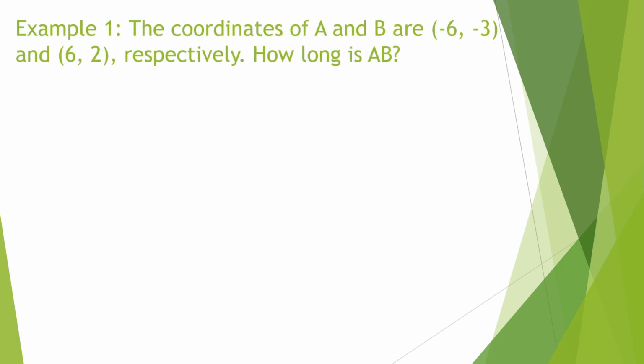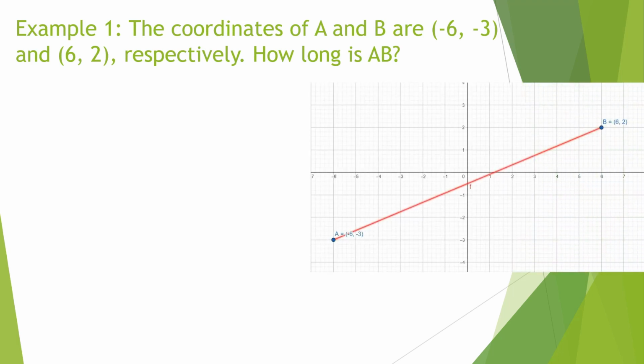So example number 1: the coordinates of A and B are negative 6, negative 3, and 6, 2 respectively. How long is AB? So this is the illustration. The first point A is in the third quadrant, while the point B is in the second quadrant. So let's try to identify the length of line segment AB.